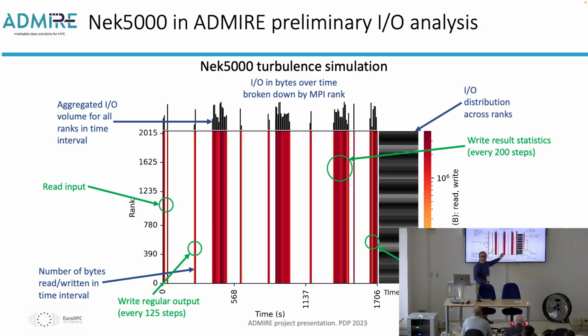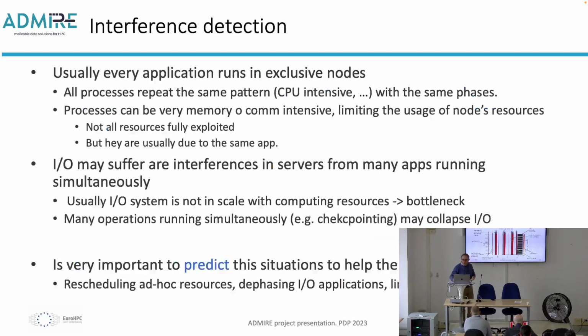Okay. If you have the traditional file system, you have to cover all this situation with the parallel file system, which is not very good. And with the ad hoc file system, you can cover these spikes very well without reducing the application performance. Okay. And what about interference?